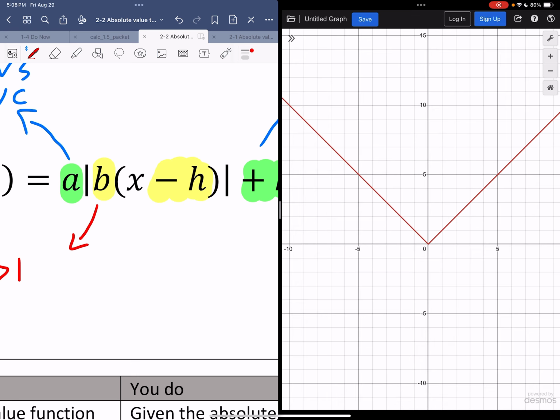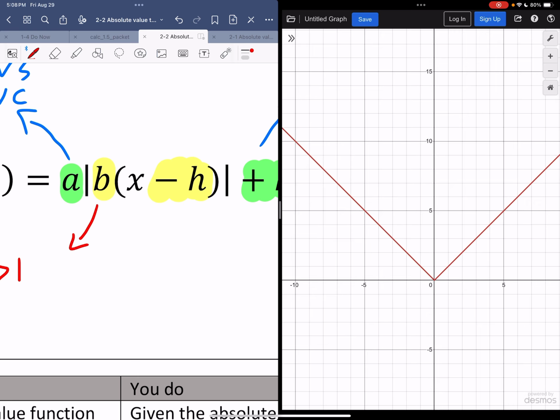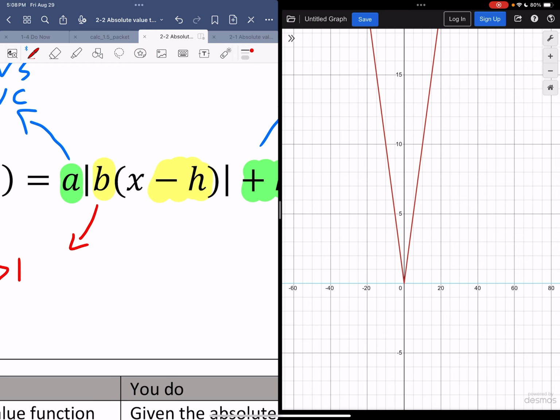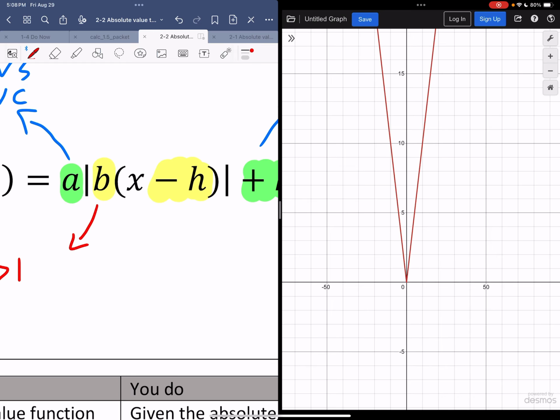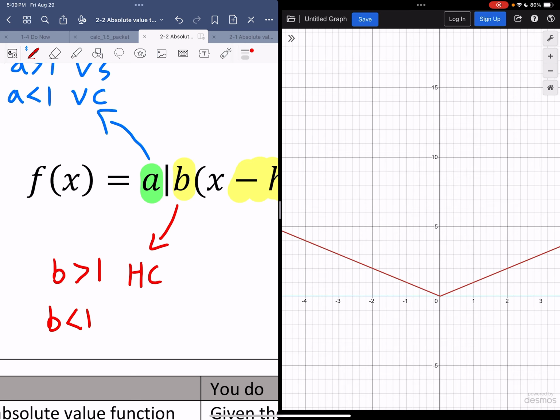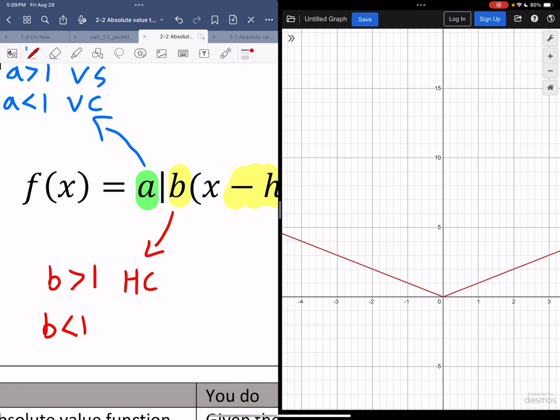As I said, it's going to be a horizontal shift. You're going to compress it. If you compress it, your graph is still going to be narrow, right? So we call it horizontally compressed. If B is less than 1, which means the graph should be widened, which means you stretch out the graph, it's going to be horizontally stretched.